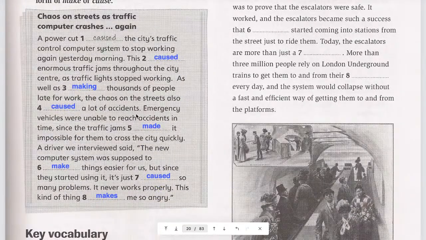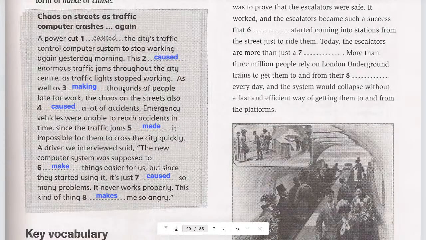Alright, we're done. Number 3. As well as cause thousands of people late for work. Okay, stop right there. No, we don't use cause here. Why is that? We have to use make, not cause. Why? Yes, because we see the structure, we have a noun and then an adjective. Now tell me, after the word make, thousands of people late for work, right?